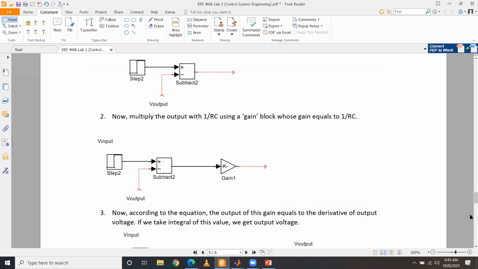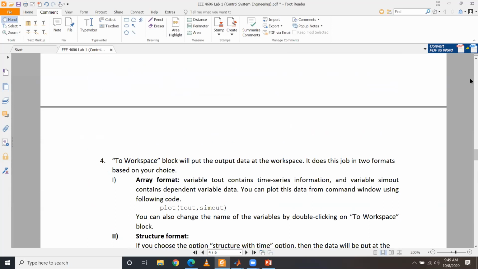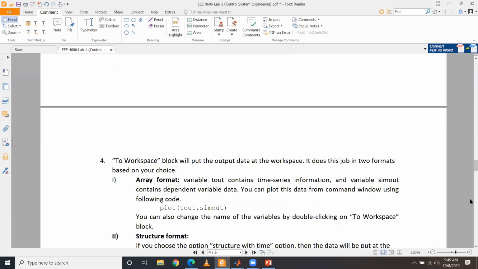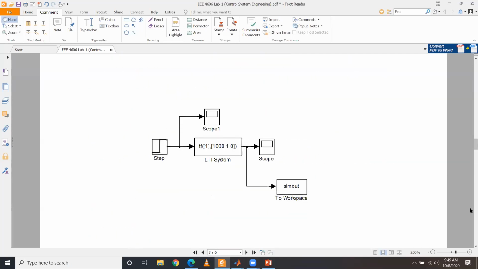Clear? Yes, sir. What will be the value of 1 by RC? 1 by RC, take it as 1. R is 1, C is 1. And the equation is already given. You can derive the transfer function from this equation very easily. After deriving the transfer function, draw the block diagram, then observe the step response.